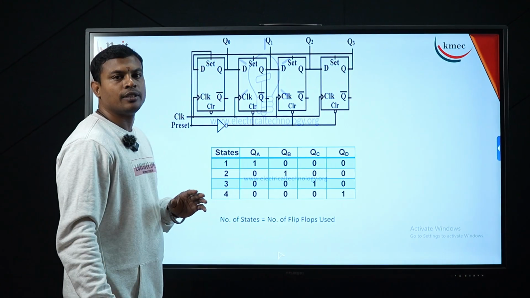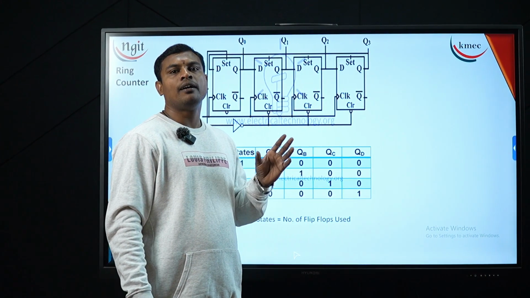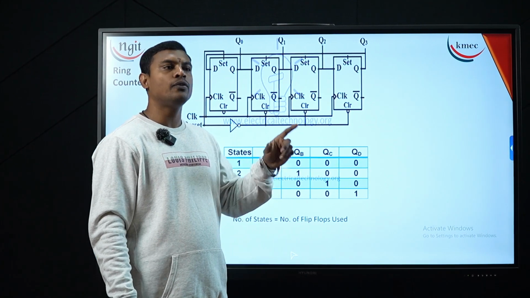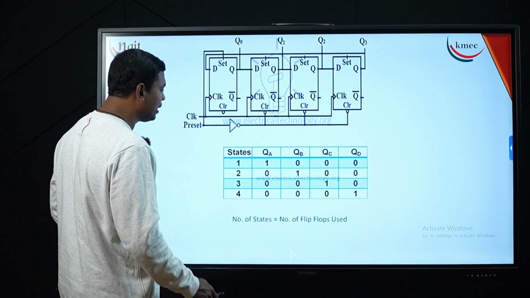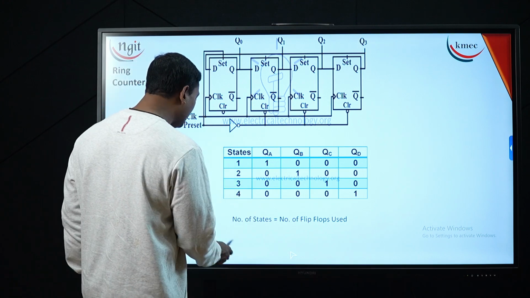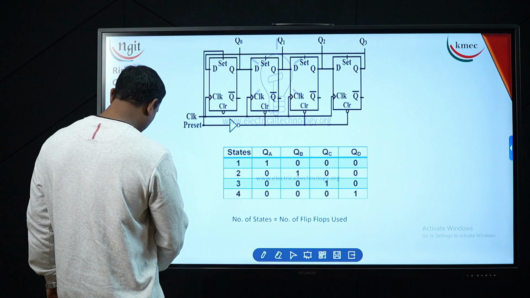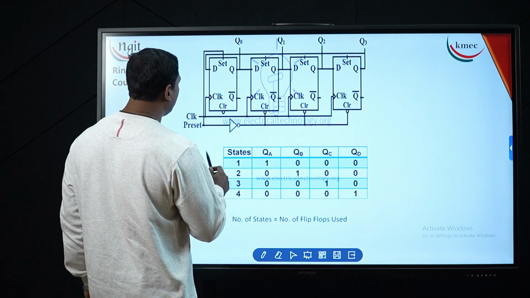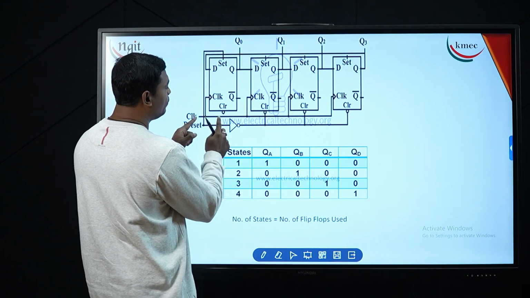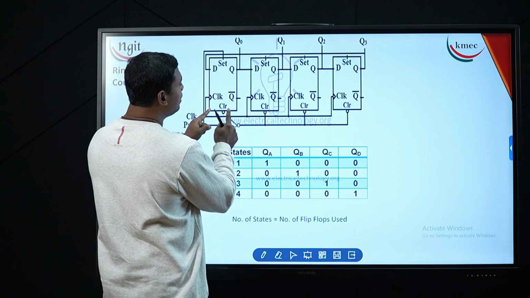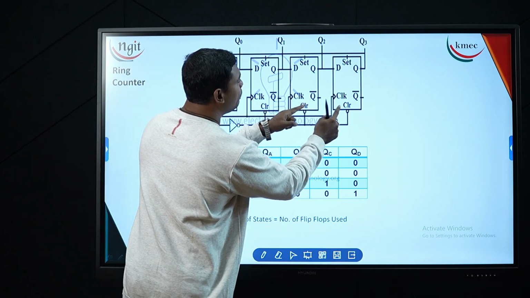Next, ring counter. Ring counter means the values are stored in a ring form. If you observe the diagram clearly, it represents the ring formation of 4 flip-flops. Now if you observe this one, it has the 1st flip-flop, 2nd flip-flop, 3rd and 4th flip-flop.